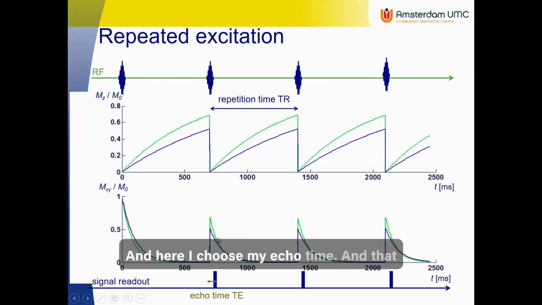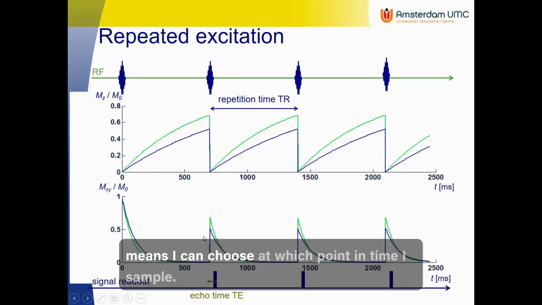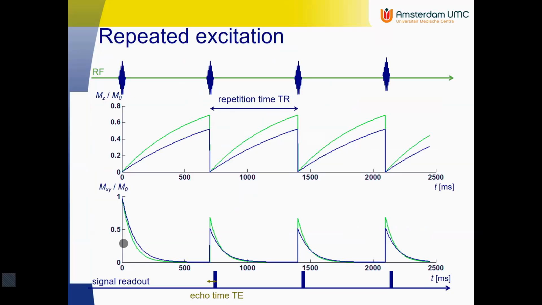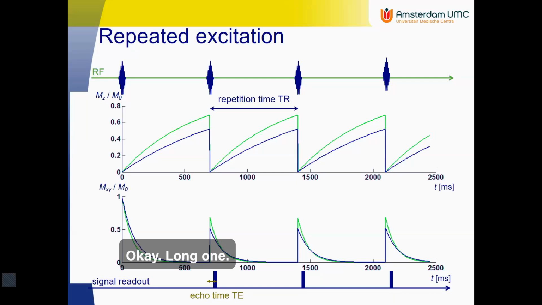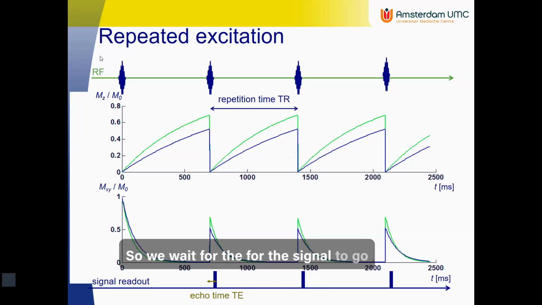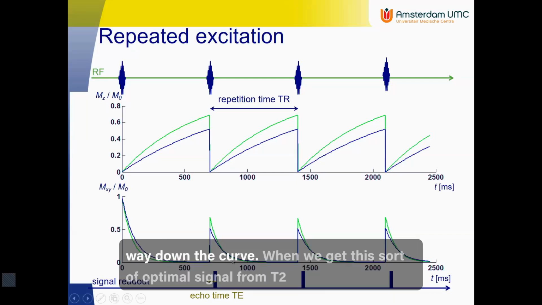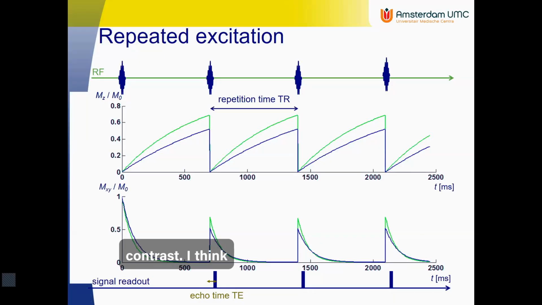And here I choose my echo time, and that means I can choose at which point in time I sample, I measure this curve. If we don't want the T2 contrast, what echo time should we choose? Should we choose a very long or a very short echo time? Okay, long one. So we wait for the signal to go all the way down the curve, where we get a sort of optimal signal for a T2 contrast. You don't want that, so you don't get the T2 contrast, but do we get any signal at all?